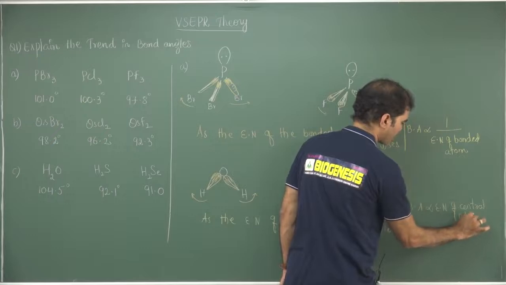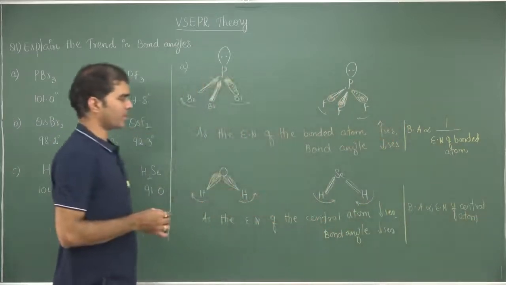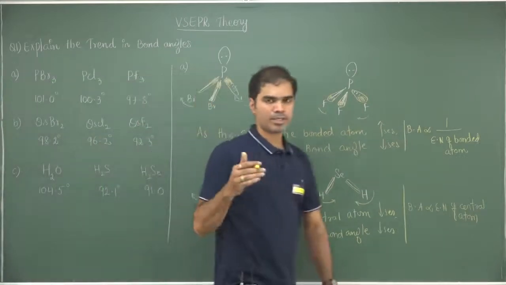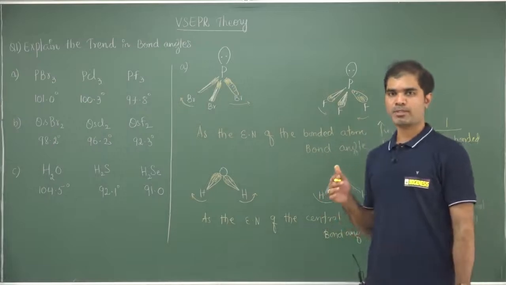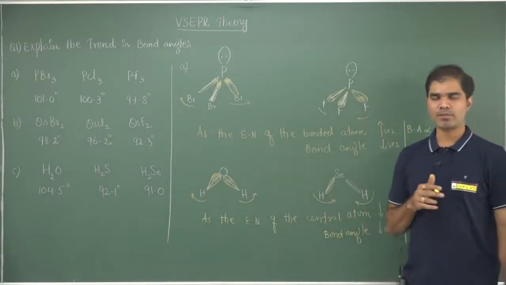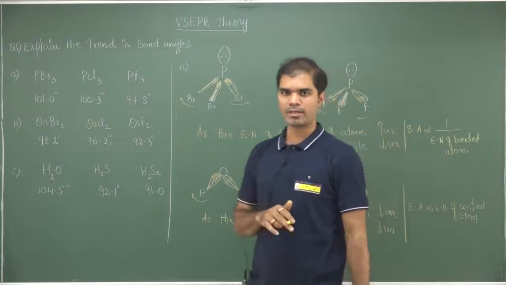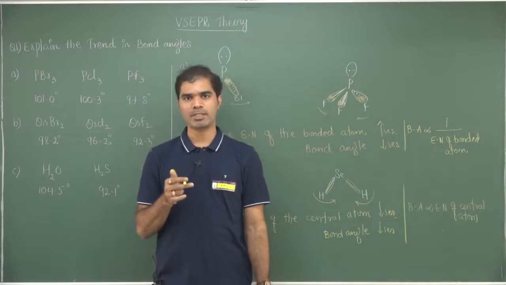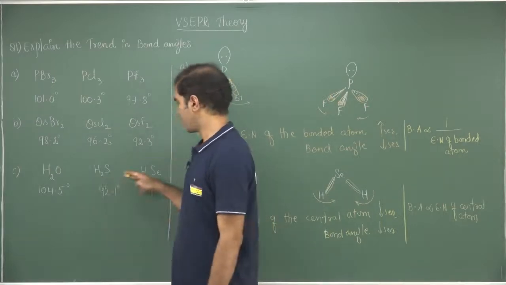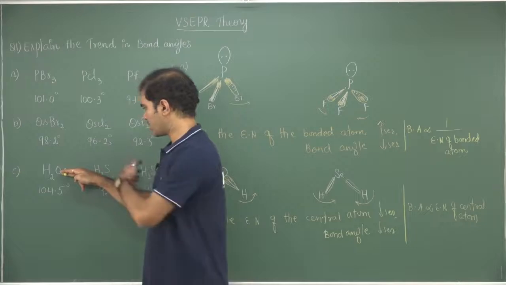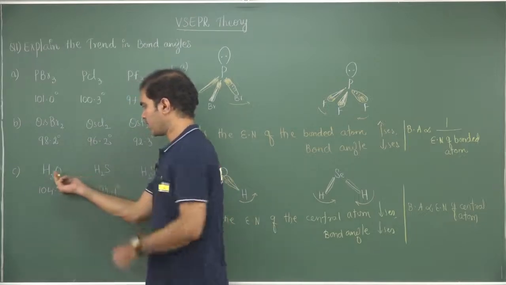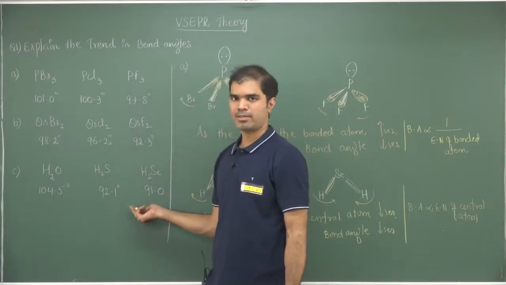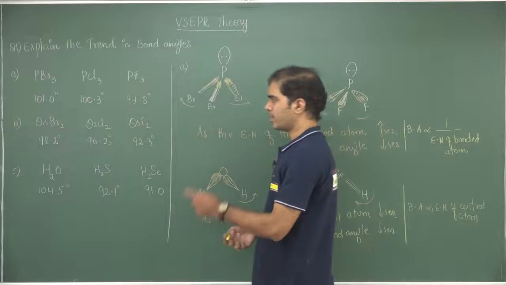Second conclusion. If you can remember these two conclusions, it is very easy to predict the bond angles of a given trend. The first point is, whenever the electronegativity of the bonded atom increases, bond angle will decrease. It is inversely related. On the contrary, whenever the electronegativity of the central atom increases, bond angle also increases. Or the other way, as electronegativity of the central atom decreases, bond angle decreases. It is directly related. Okay, this is about the given trends.